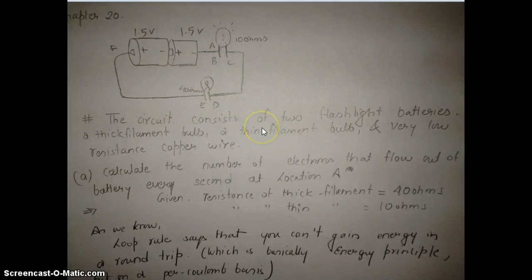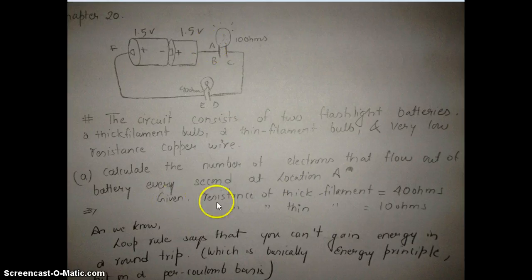For the screencast for chapter number 12, I have chosen a problem which says that the circuit consists of two flashlight batteries, as you can see, and a thick filament bulb and a thin filament bulb. This is the thick filament and this is the thin filament bulb, and very low resistance copper wire. And part A says calculate the number of electrons that flow out of the battery every second at location A. This is the position.